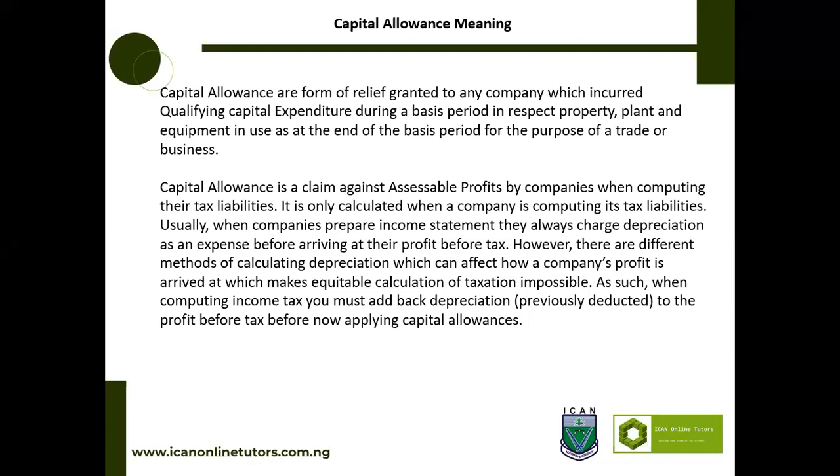Okay, thanks. The meaning of capital allowance: capital allowance is a form of relief granted to any company which incurred QCE during the basis period in respect of plant, property, and equipment in use at the end of the basis period for the purpose of trade or business. What do you mean by this, class? As a company, in any year of assessment, I must have incurred PPE, plant, property, and equipment, or fixed assets. To the accountant, whenever a fixed asset is purchased, depreciation is expected to be charged on it, which is always a provision and an estimate. The tax authority looks at this depreciation as a provision against wear and tear or reduction in value of an asset for future purposes.